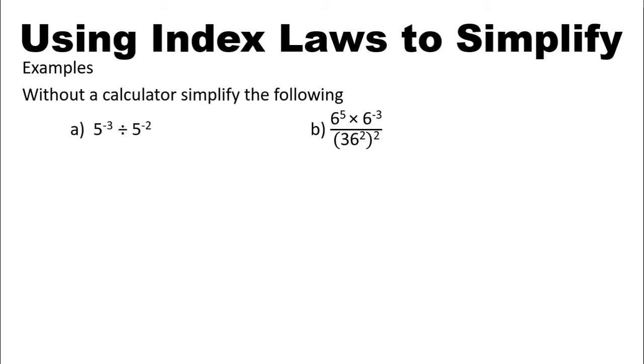Using the division law, we are going to subtract our indices. So that's 5 to the power of negative 3 minus minus 2. That double negative, remember, means add. So this is 5 to the power of negative 3 plus 2, which is 5 to the power of negative 1, which we can simplify. A negative index always means divide 1 by this base value, the number of times is indicated. So 1 divided by 5, a single time. I do not need to write that index.